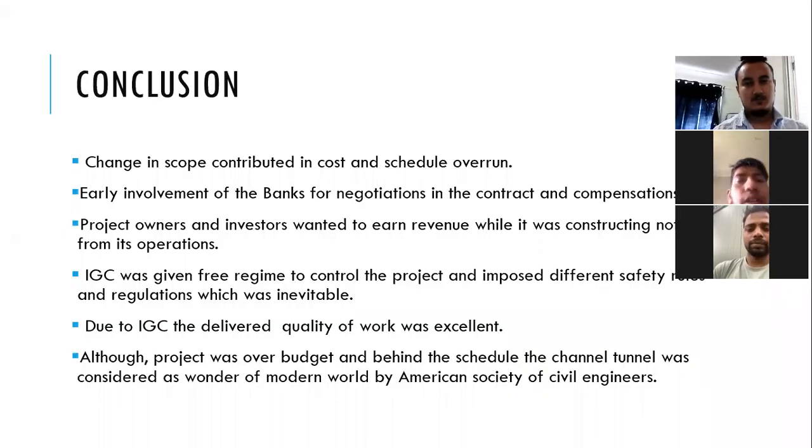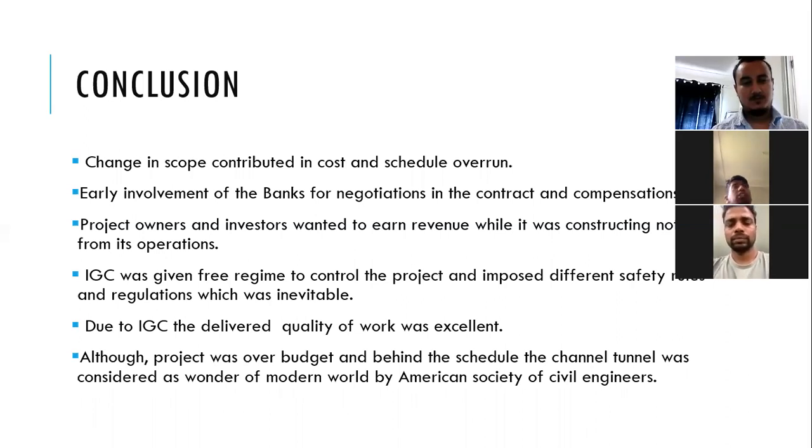Here is the conclusion of the project. Due to changes in scope during the course of the project, it many times leads to cost and schedule overruns. The project owners and investors were keen on a review of its construction rather than on the operation. And the IGC was given a free hand to control the project and impose different safety rules and regulations, which was unavoidable due to the IGC's authority.